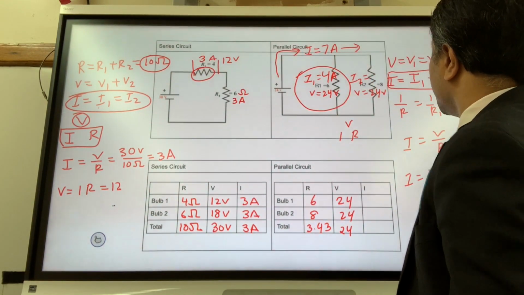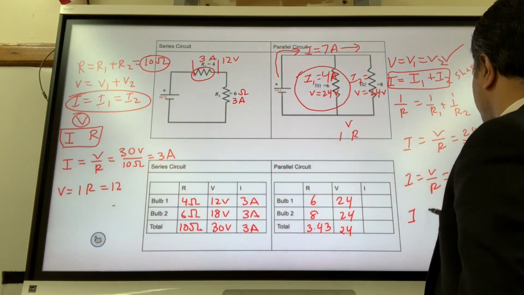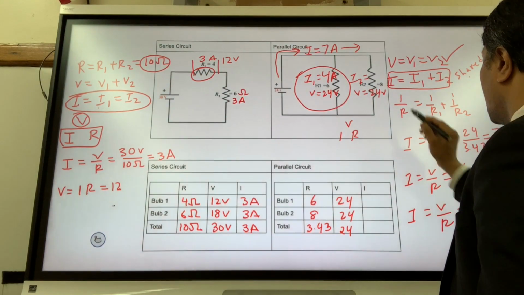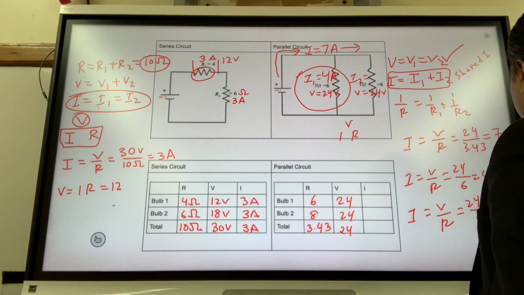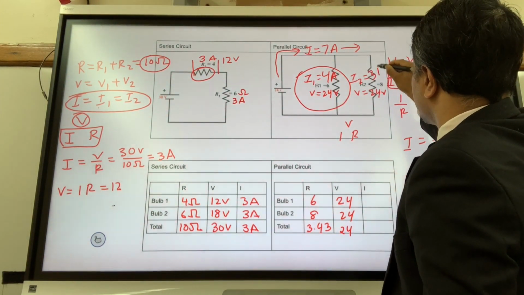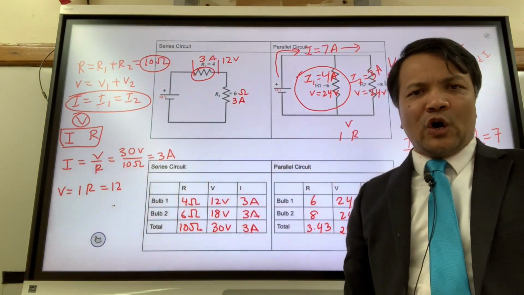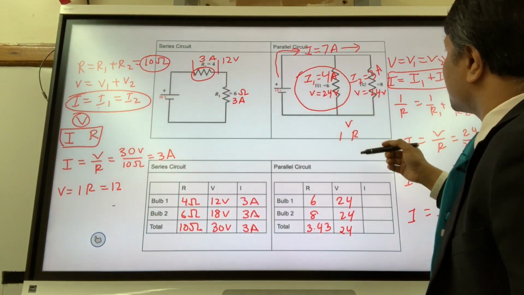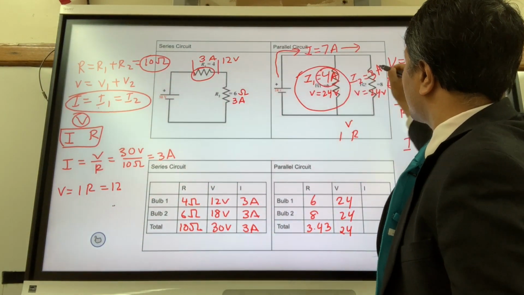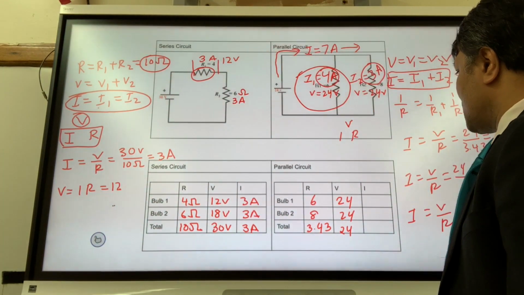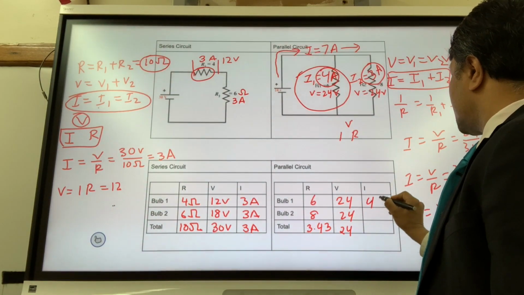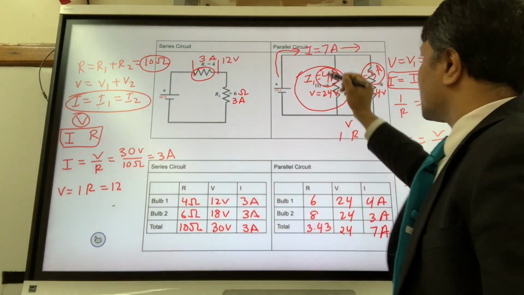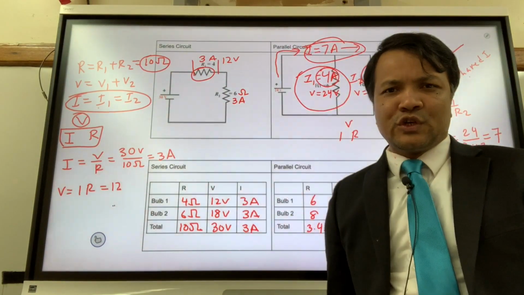Let's find the current over here. So I is V over R. So V is 24 and this is 8. So it's 3 amps. And this is called Kirchhoff's current law. Kirchhoff's current law tells us that the total current remains the same. So the current 4 plus 3 is 7. So 4 amps plus 3 amps is equal to 7 amps, and this is called Kirchhoff's current law.